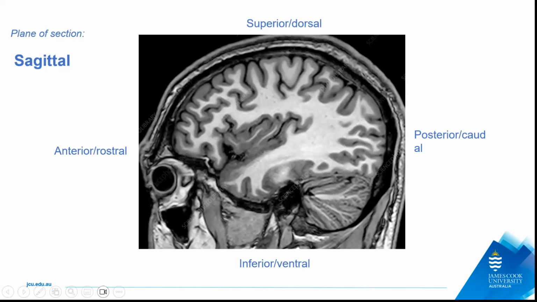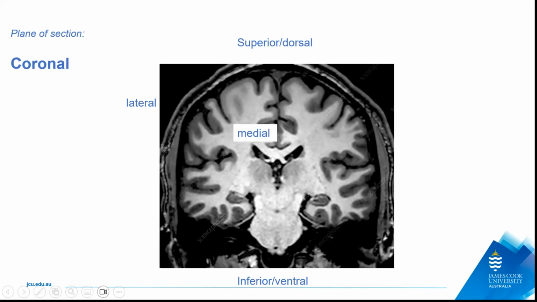I mean, it's just that scientists have their preferences. Dorsal they like to use with the word lateral, so dorsolateral, and not superior lateral. It's almost never heard of. Okay, again, coronal section, we've seen this before.